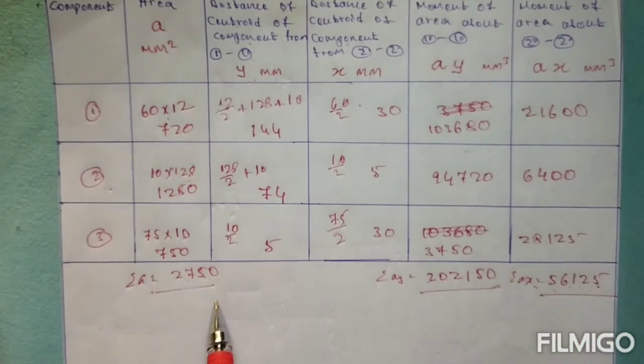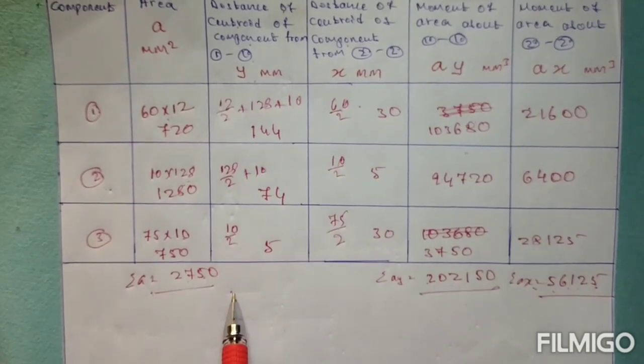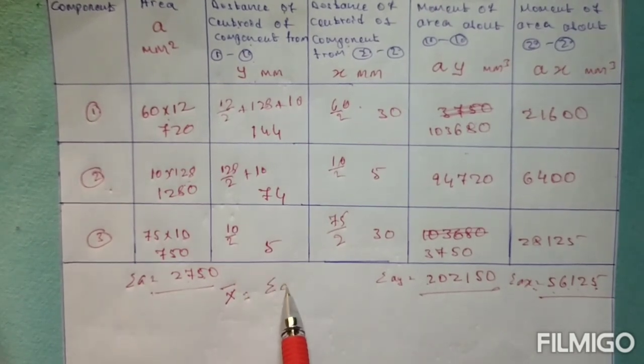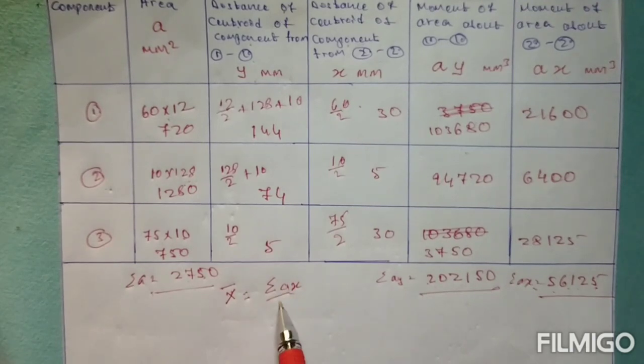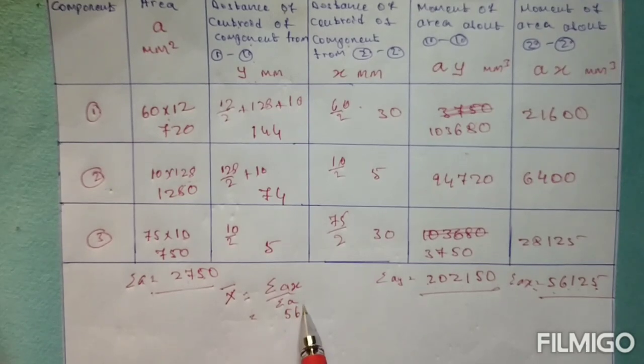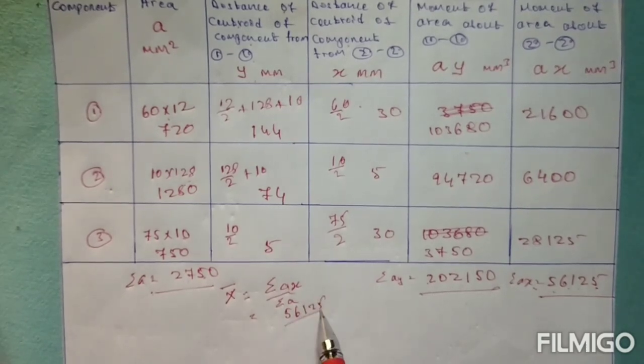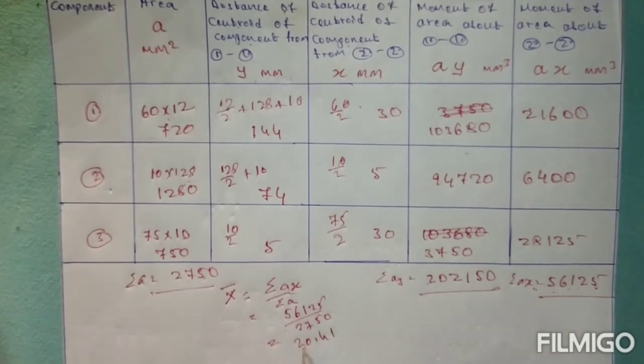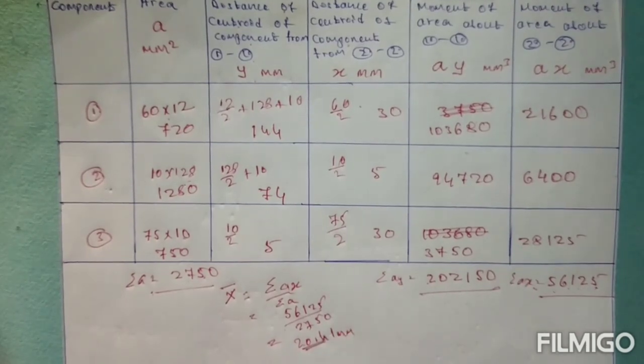Next step is to find the center of gravity of the section. First we need the x coordinate, that will be x bar. The x bar is the summation of ax divided by the summation of a. So the summation of ax we got 56125 by 2750. So we got x bar as 20.41 mm, that is the x coordinate of the CG.